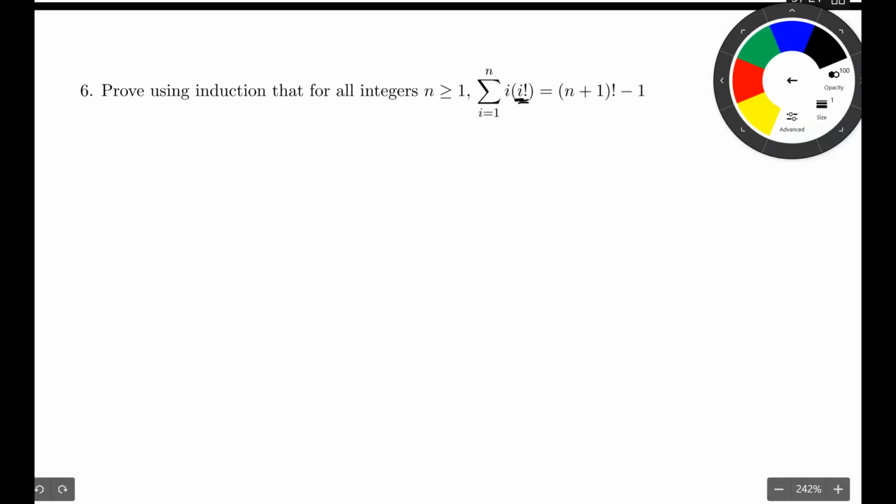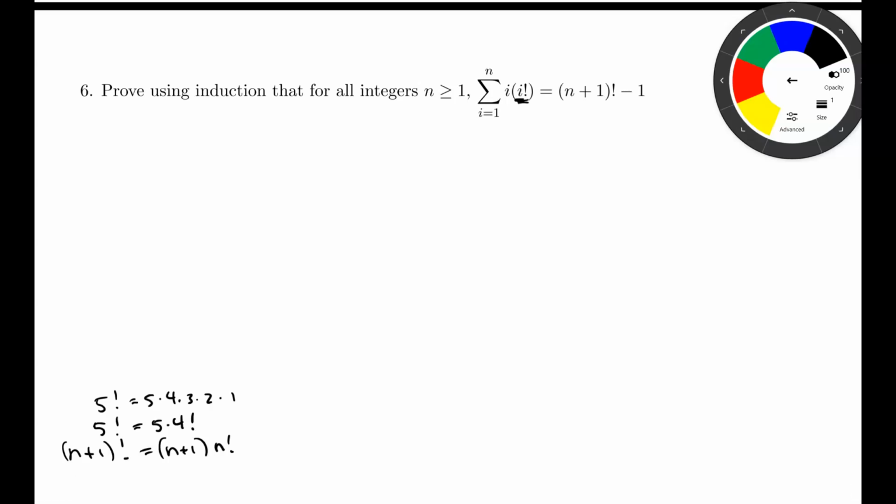Okay, so I see factorials in here, so let's remind ourselves about factorials. Remember, 5 factorial is 5 times 4 times 3 times 2 times 1, right? 5 factorial can be written as 5 times 4 factorial. In the same way, n plus 1 factorial can be written as n plus 1 times n factorial. That's going to come into play, as you can well see. Got them things in here. Okay, just wanted to go over that.